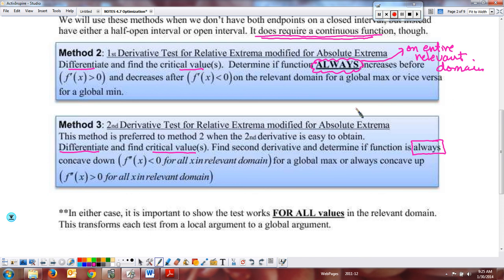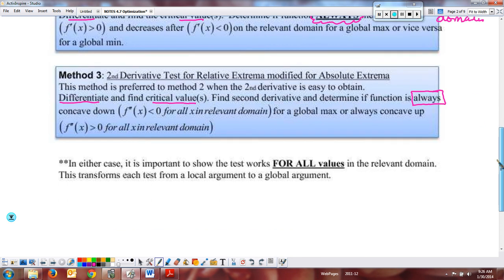Sometimes you could do the sign chart, but picking numbers and plugging them in, sometimes it's a little difficult to determine the positive or negative. But if you found the second derivative, it's very easy to determine because it's either always negative or always positive, so sometimes that's a little easier. And we'll show several examples working it both ways.